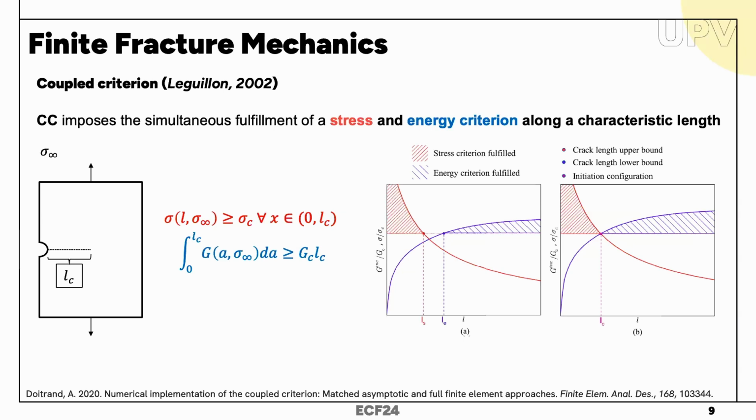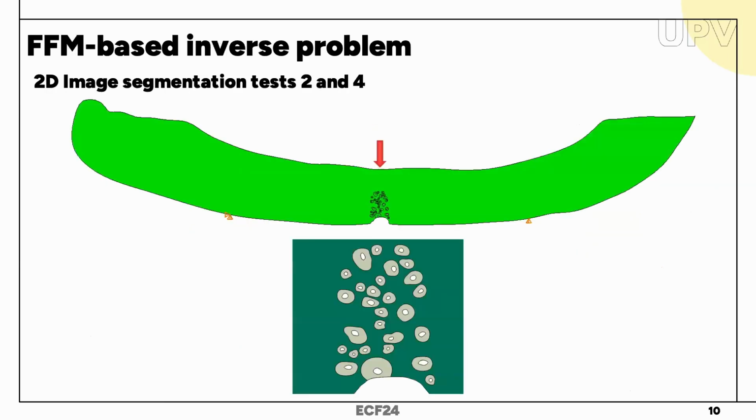So basically, you propose 2 systems of equations in which you solve the critical load and the structural characteristic length. First of all, we need to calculate the stress along this characteristic length, and also the strain energy release rate along this characteristic length. To this end, we have used the finite element method. We have performed image segmentation from several tests, and we have segmented and considered all the osteons close to the region where the crack is likely to happen.